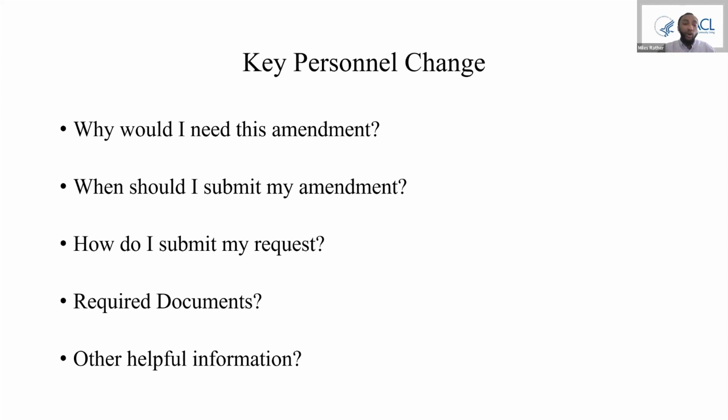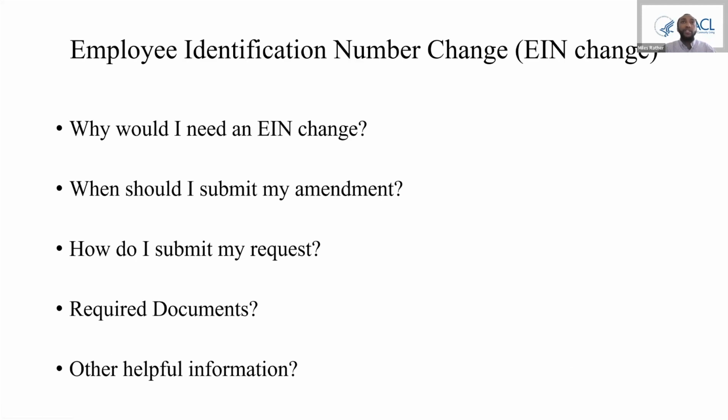That leads us into our next amendment, which is the EIN change, also known as the Employer Identification Number change. An EIN change is an amendment that occurs when a grantee organization has changed the EIN associated with the award. This 9-digit number is assigned by the IRS to identify the tax accounts of employers and certain others. Why would I need an EIN change?